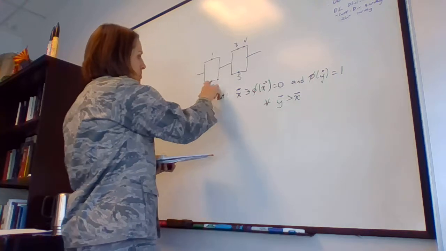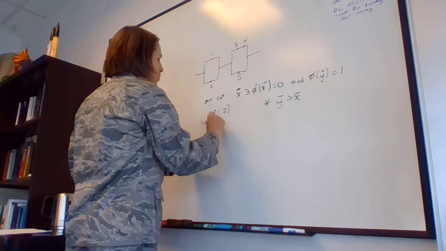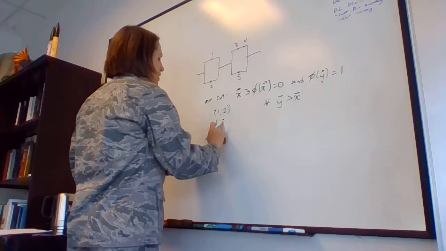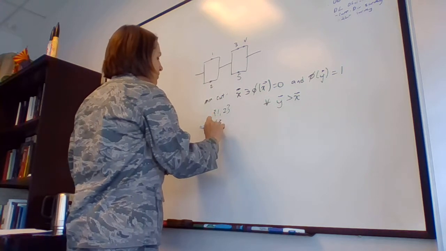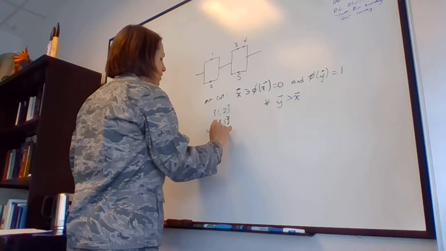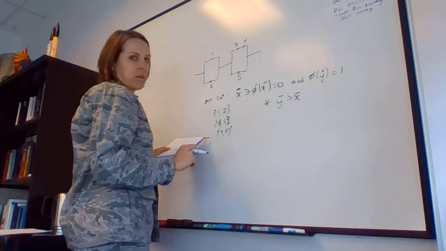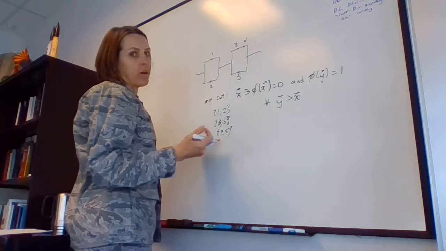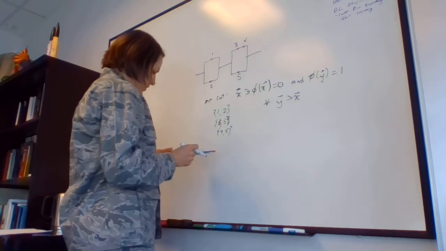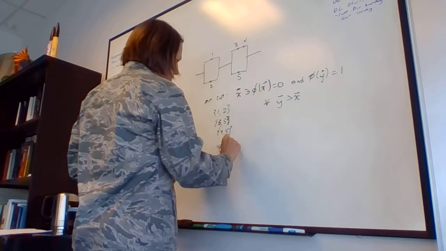So in this case, the min cut sets, we have 1 and 2, 3 and 5, and 4 and 5. And all 3 of these have to be working. So what does that sound like? Well, it sounds like series. So now, to get the lower bound on the reliability, we're going to use the min cuts.